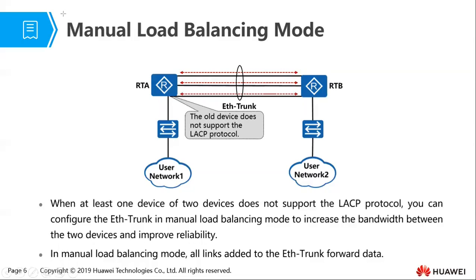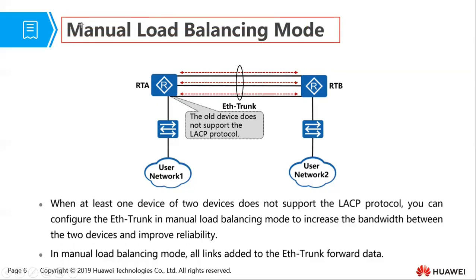So with manual load balancing mode, what happens? When at least one of the 2 devices does not support the LACP protocol, link aggregation control protocol, then you can configure the Ethernet trunk in manual load balancing mode in order to increase bandwidth between the 2 devices and improve reliability. Now, what is very important to remember is that in manual load balancing mode, all links added to the Ethernet trunk forward data.